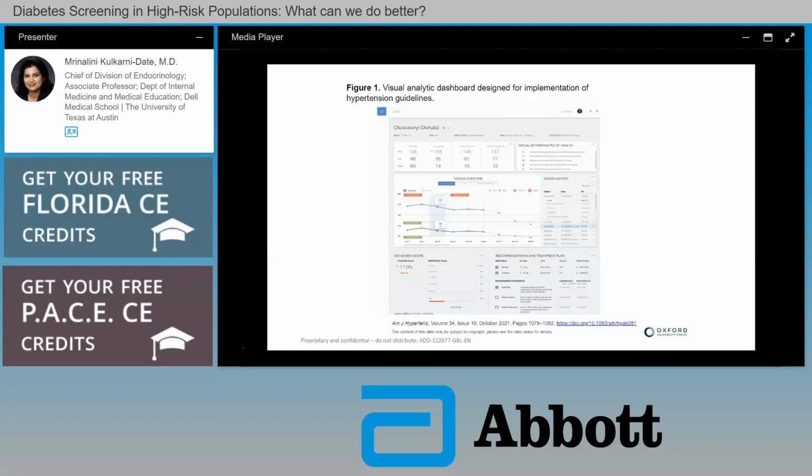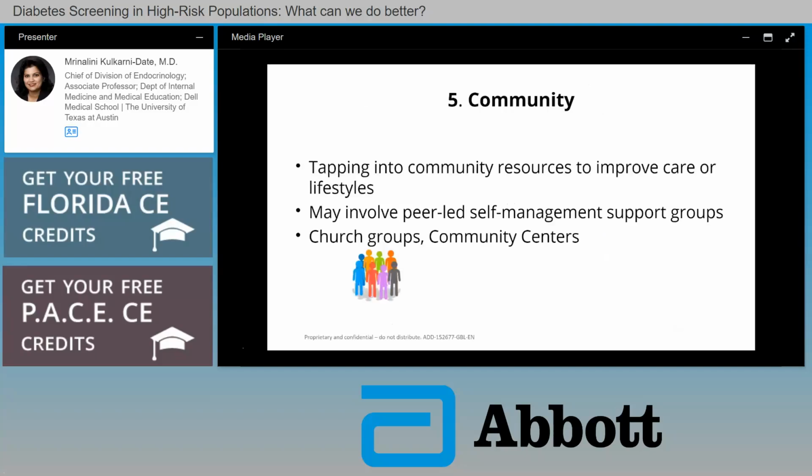And here also is really helpful. It calculates the cardiovascular risk score. So who are the people that have a higher risk that you really need to make sure you help with blood pressure control. So these are ideas. This is just an example of dashboards that can be implemented that can be helpful in managing a patient population.